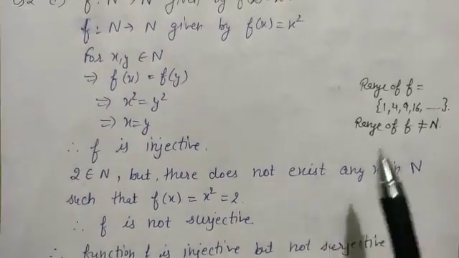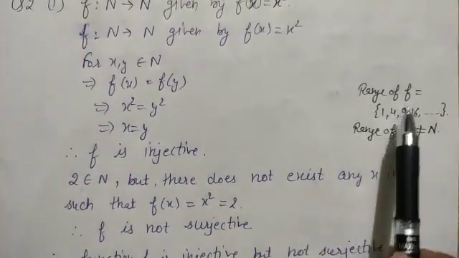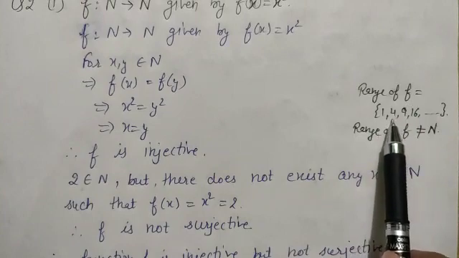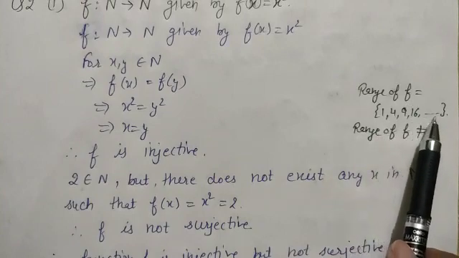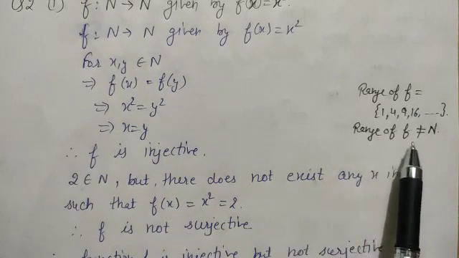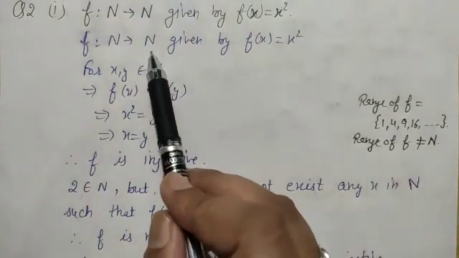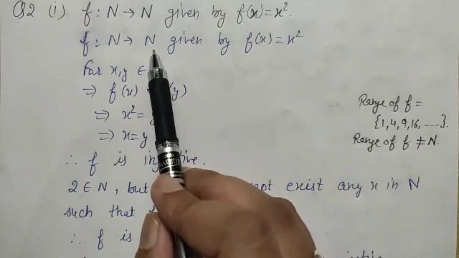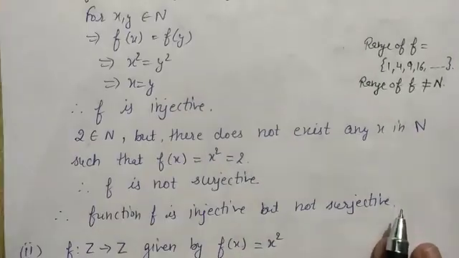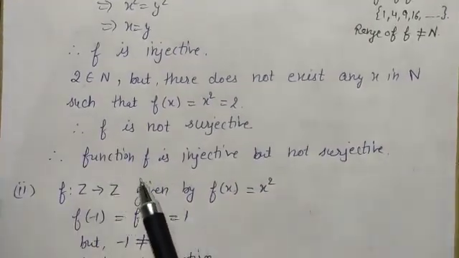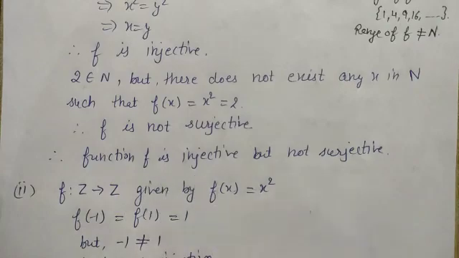So, f is not surjective. अगर हम रेंज की बात करें यहाँ पर, so range of f equals to 1, 4, 9, 16 up to so on. Here range of f is not equals to N. रेंज ऑफ f जो है वो N के इक्वल नहीं आ रहा है, कोडोमेन के इक्वल नहीं आ रही है यहाँ पर रेंज. So f is not surjective. So this function f is injective but not surjective.